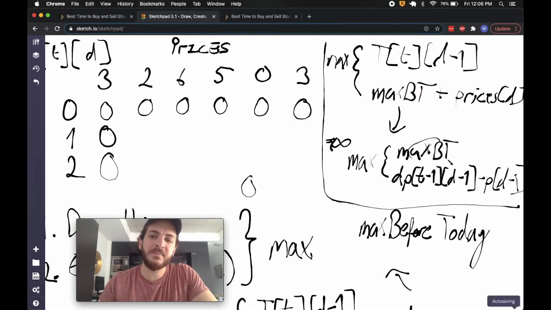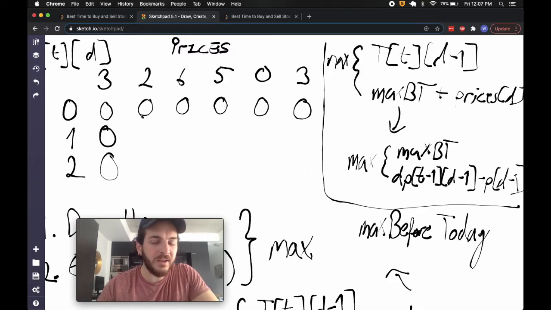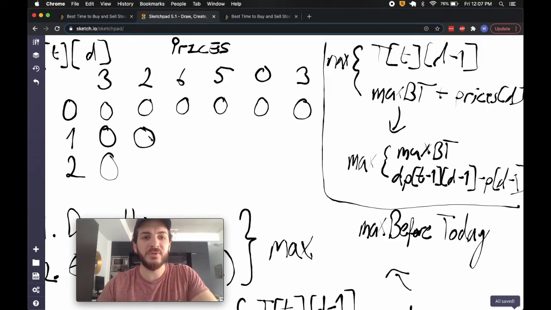So maximum between negative infinity or before yesterday, so this transaction over here, minus yesterday's price, so 3. If I bought at 3, I had 0, I bought at 3, so I'm down to negative 3. This would give me negative 3, plus prices of D, which is 2, would get me to negative 1. The max between 0 and negative 1 is going to be 0. Logically, looking at what's happening here, would I want to buy at 3 and sell at 2? No, I would not. I'd rather do 0.